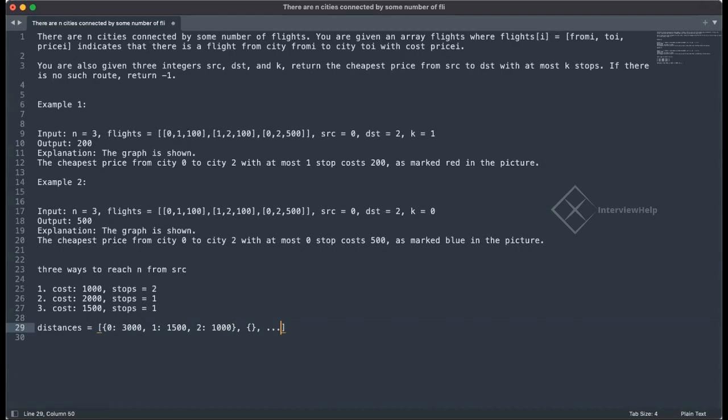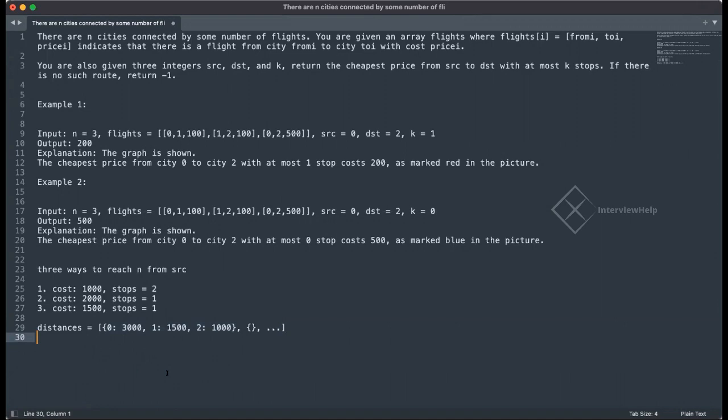So what would the second dictionary look like? Well, this is for the first node. The first dictionary is for the first node: what's the cost to reach the first node? Then the second dictionary would be what is the cost to reach the second node, etc.